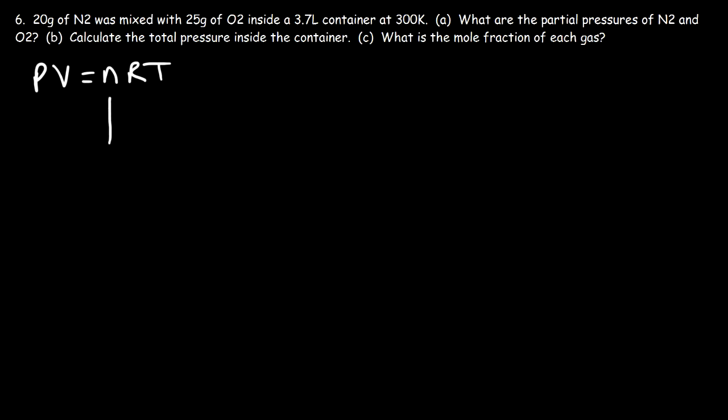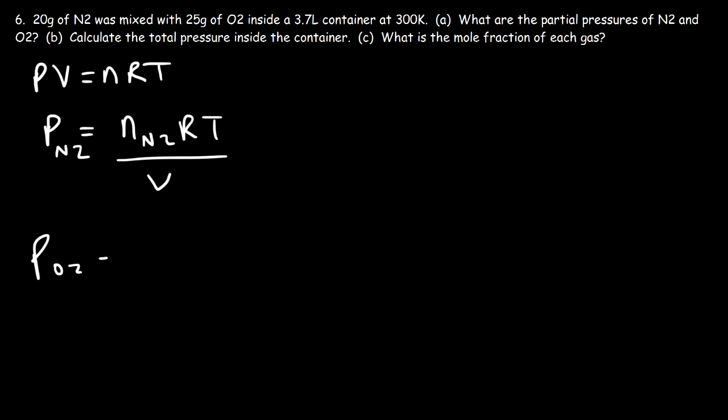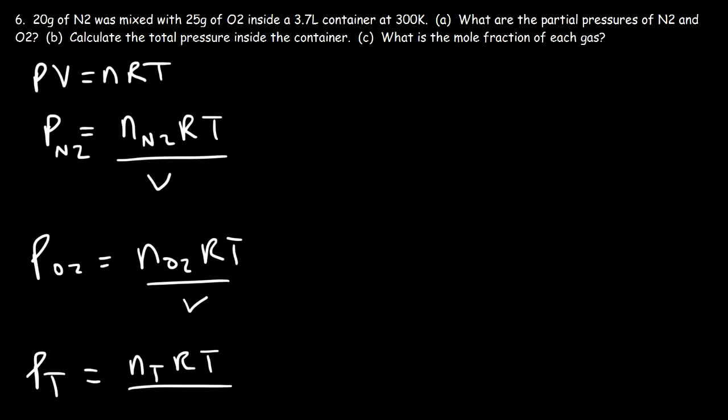So if we use the moles of N2, that's going to give us the partial pressure of N2. So if you divide by V, you'll see that P is equal to nRT over V. So if you use the moles of N2 times RT and divided by V, you're going to get the partial pressure of N2. And if you want to get the partial pressure of O2, make sure you use the moles of O2. If you want to get the total pressure, then you need to use the total moles. So basically, the subscripts have to match. So let's start with the partial pressure of N2.